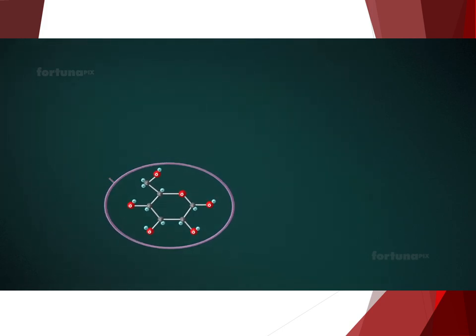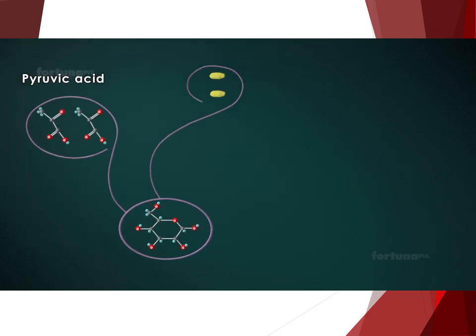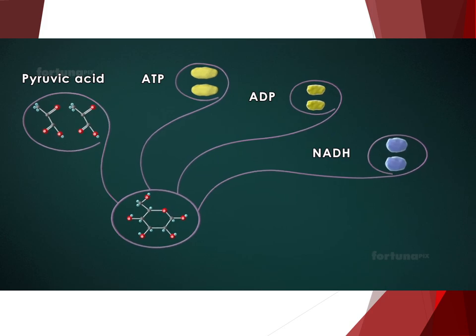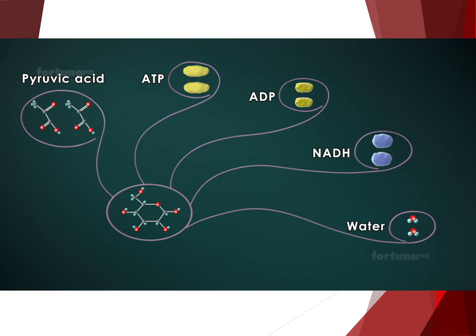Overall, during glycolysis, 2 molecules of pyruvic acid, 2 ATP molecules, 2 ADP molecules, 2 NADH molecules, and 2 water molecules will be produced from 1 glucose molecule.